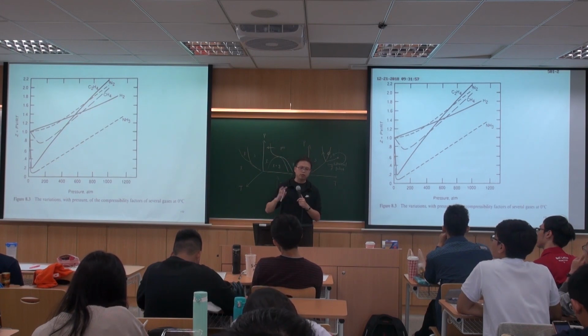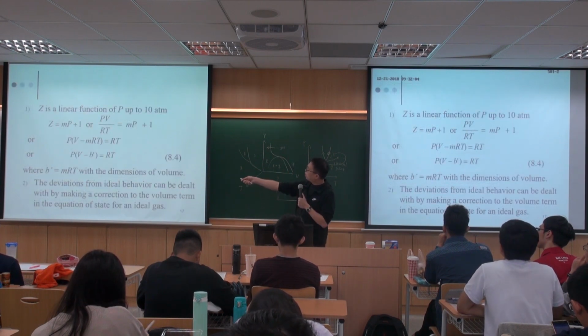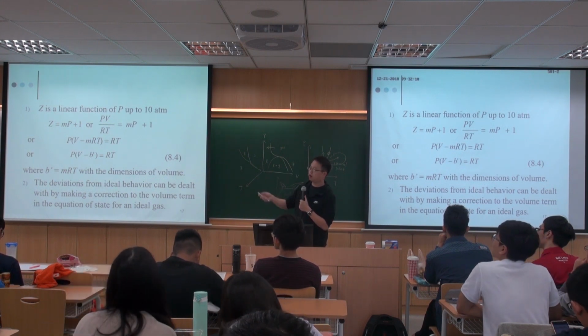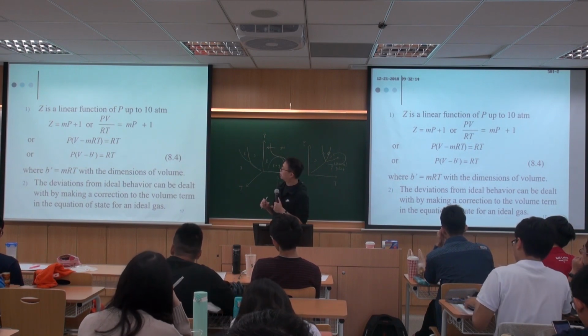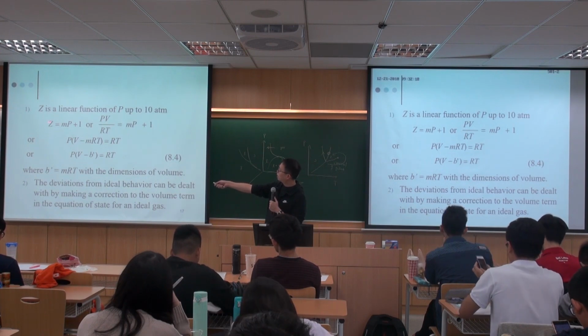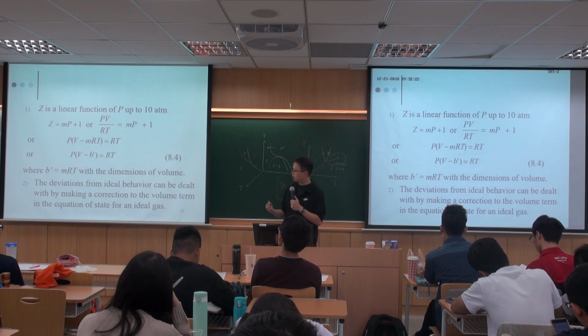So there are several ways to describe this behavior. And to model that, we'll just say Z, this PV over RT, this ratio is a linear function of P up to 10 atm. So let us just focus on the low pressure regime first. And we know that this Z, PV over RT, can be expressed as 1 plus MP.